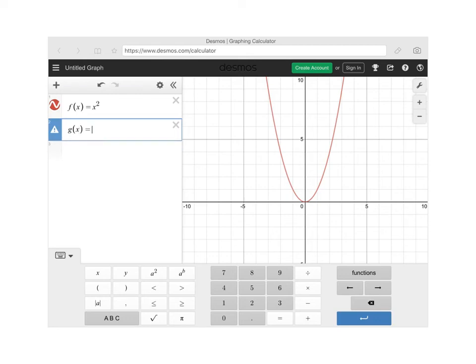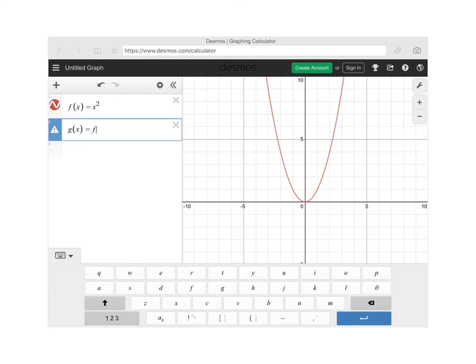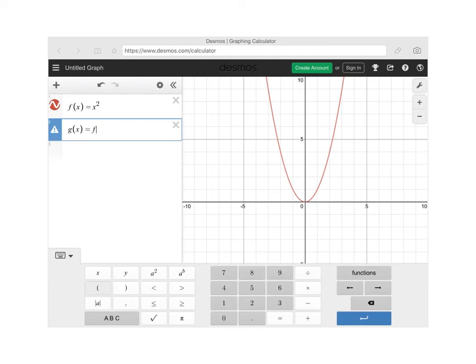g of x equals f of x. So, oops, I didn't put my function in there. It didn't go. Okay, so I take my f of x, the x squared, and I'm subtracting 9. And then you see what happened.